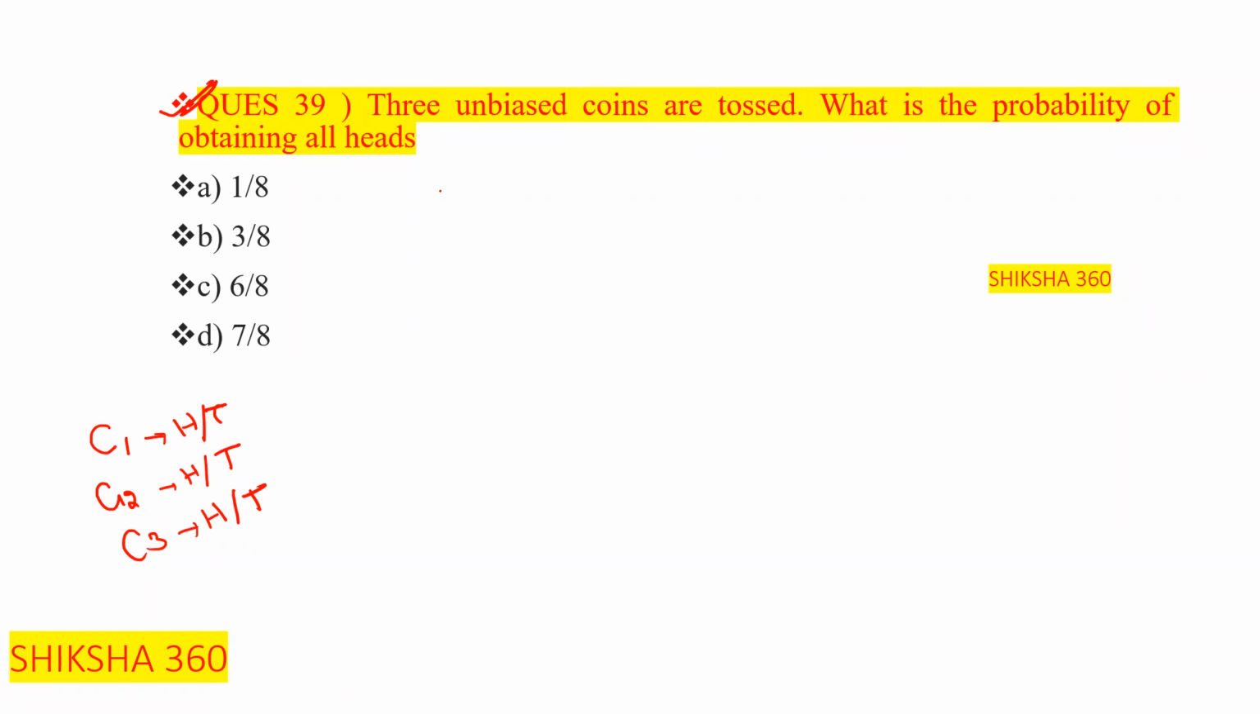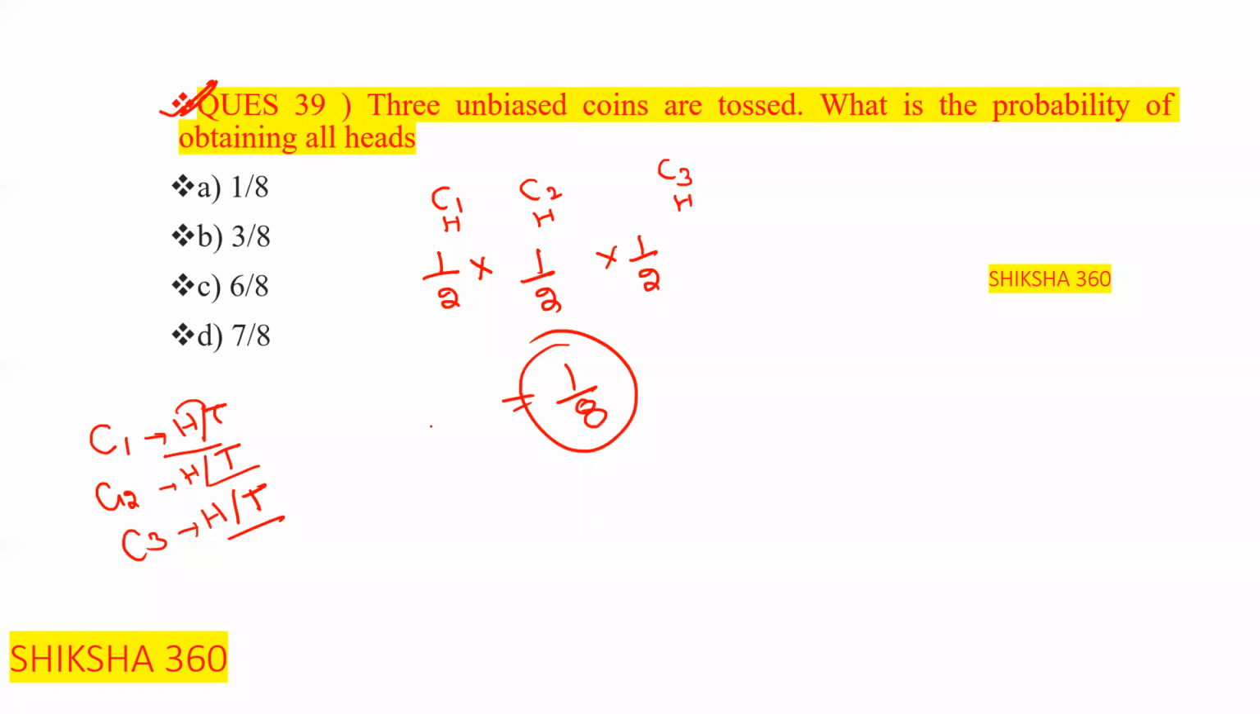So on the first coin we should get head, on the second coin head, and on the third coin head. What is the probability of getting head on the first coin? That is 1/2. In the second coin also, 1/2. And in the third case also, 1/2. So the total probability of obtaining all heads is 1/8.